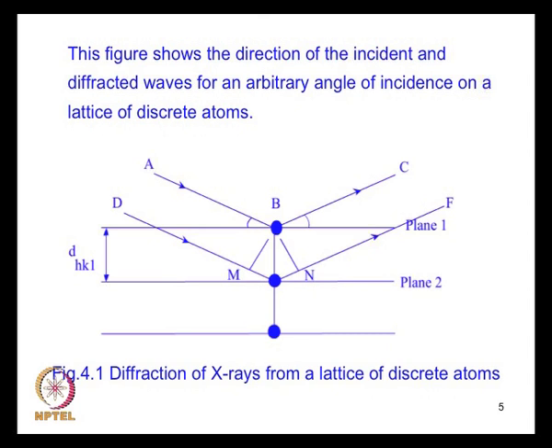This figure shows the direction of the incident and diffracted waves for an arbitrary angle of incidence on a lattice of discrete atoms. So, we have a lattice which is shown by the heavy dots. Those are the atoms, and you have a set of parallel crystal planes, and then the incident X-ray beam is scattered by an atom, for example, at B. The incident wave from A is scattered by the atom at B into a direction marked as C in this figure. So, that is the basic scattering or diffraction event.